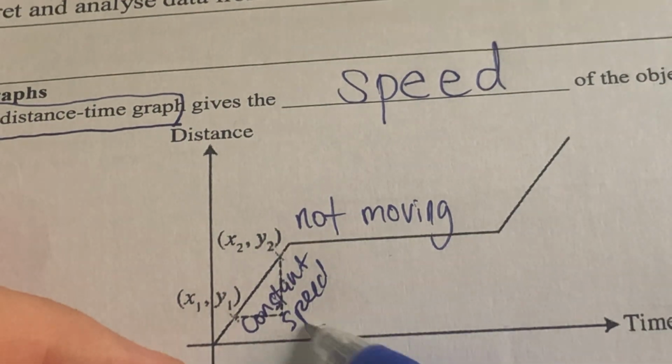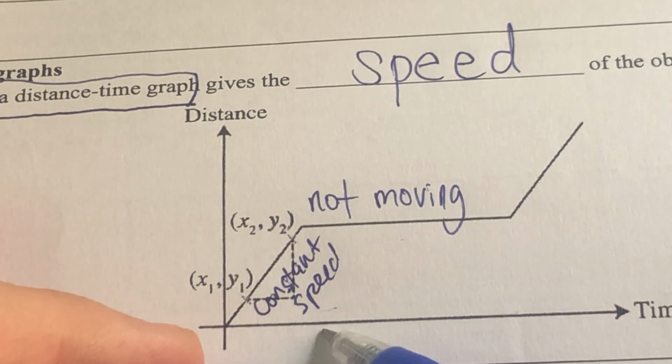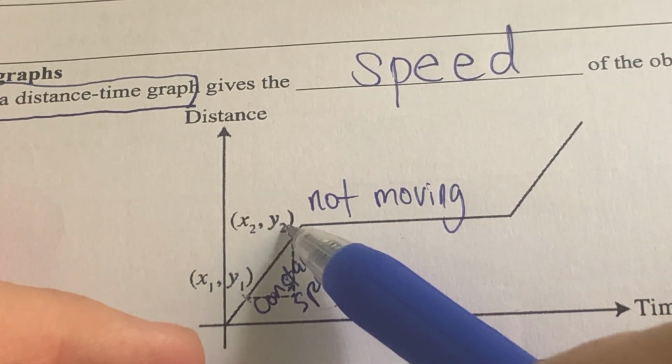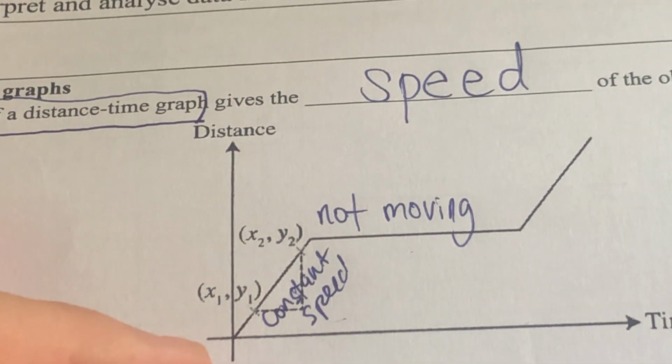Okay, and then you see the next part, this horizontal straight line, right? As time increases, is the distance increasing? Not increasing, right?